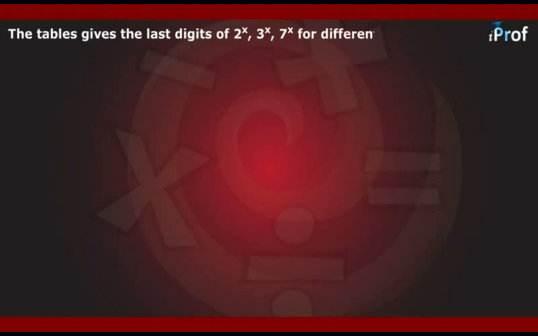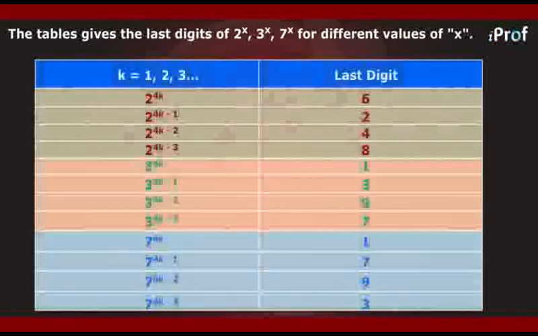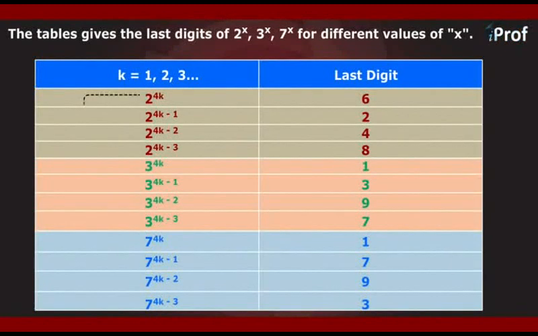The following table gives the last digits of 2 raised to the power x, 3 raised to the power x and 7 raised to the power x for different values of x. The last digit of the different powers of 2 is given as follows. Similarly, the last digit of the different powers of 3 is given as follows. Lastly, the last digit of the different powers of 7 is as follows.